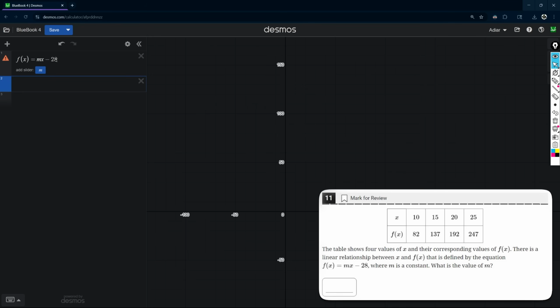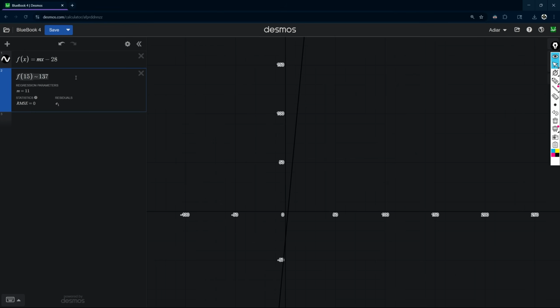So I can go f of 10, right? Because when x is 10, f of x is 82. And m is 11. And we can actually use any of these values. So we can go f of 15 is 137, and we get the same number for m. We can use any of the 4 values, but we only need one equation. We don't need to add more than that.